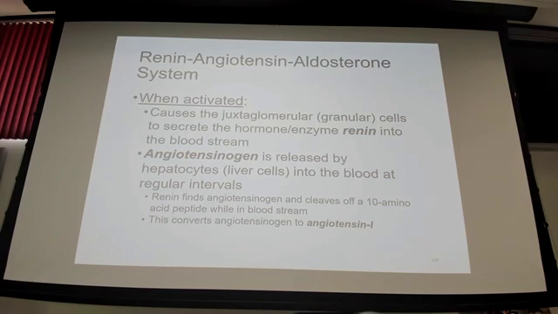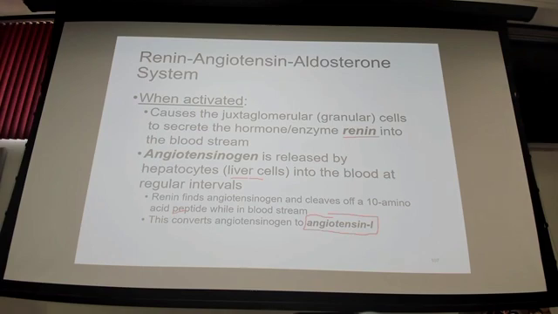So, granular cells, one of those three things happens, right? One of those three things happens, so we're secreting renin now. The beginning of the renin-angiotensin-aldosterone system, okay? So let's get all of that straight. Angiotensinogen, okay, is made by the liver. Liver cells, okay? And renin turns angiotensinogen into angiotensin 1.